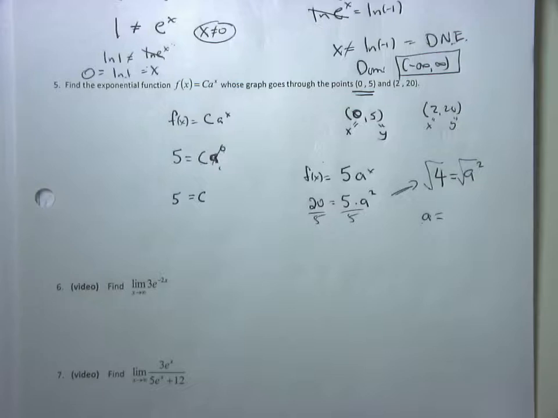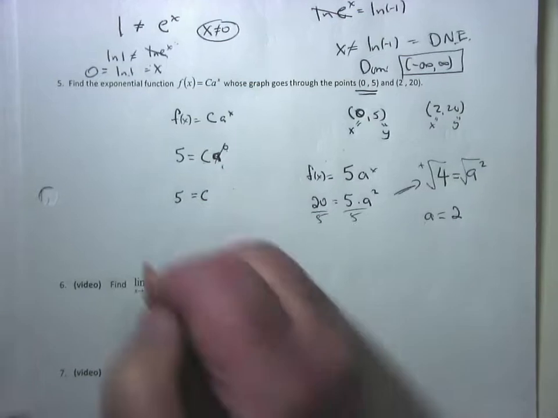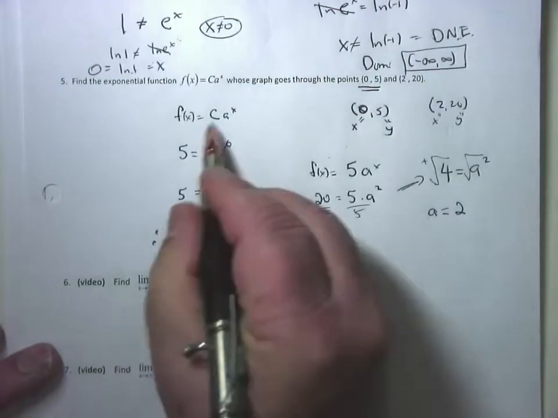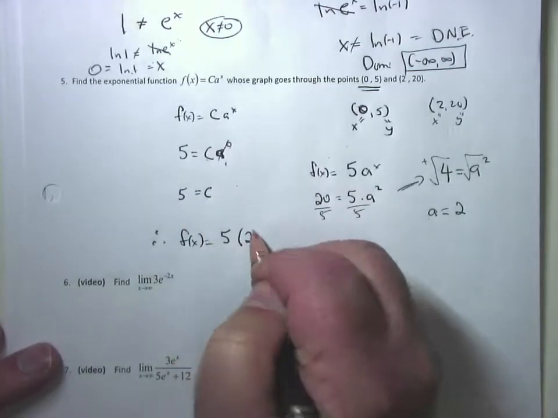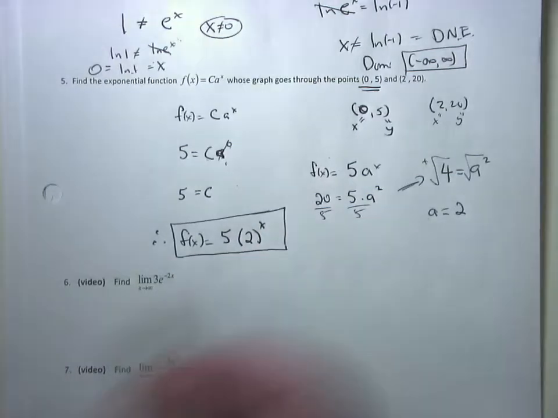Now remember, bases have to be strictly greater than 0. You cannot have a negative base. So you would take the positive square root only. a would be 2. Therefore, your answer is f of x would be equal to c, which is 5, times a, which is 2, raised to the x. There is the answer to the problem that goes through these 2 points.